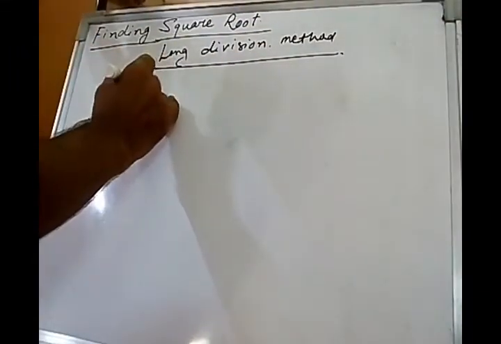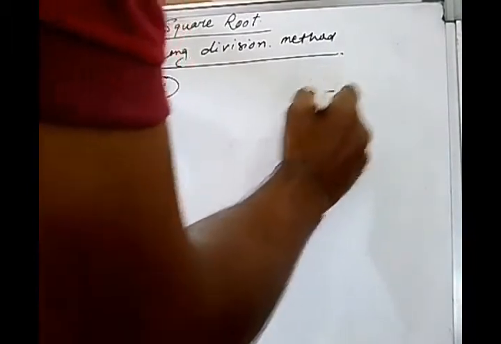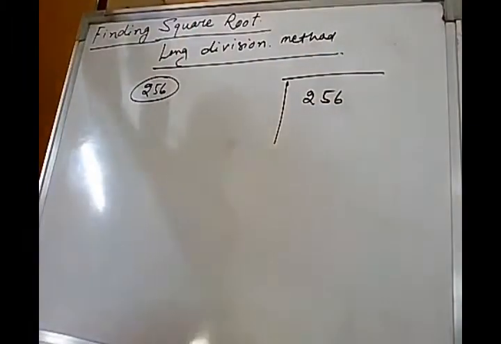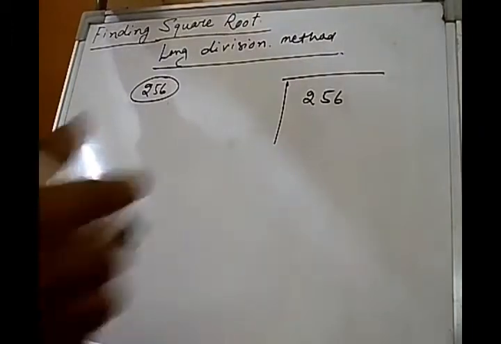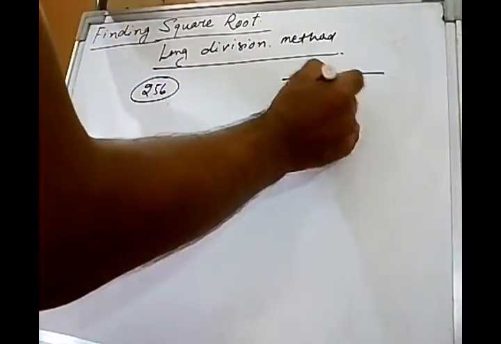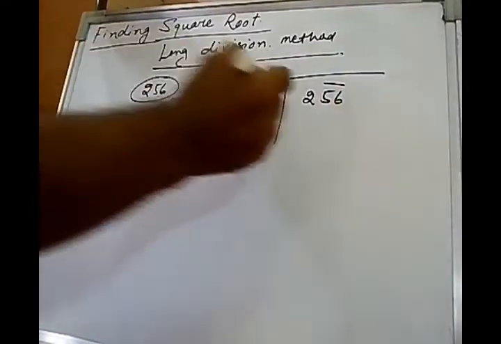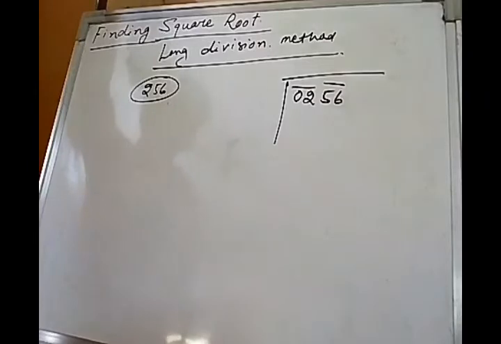Let's take 256. So here 256 can be kept in the form of a division. Now some rules are there in the division method for finding the square root. The first step is to make pairs of digits starting from the 1st place. So this is one pair. Now here, putting 0, we can make another pair. Why are we making the pair from right to left?